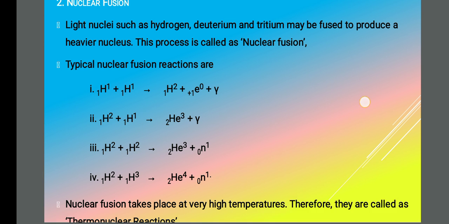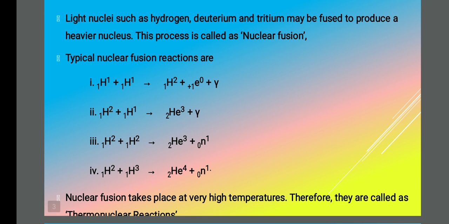Coming to nuclear fusion, it is nothing but lighter nuclei fused together to give you a heavier nucleus, called nuclear fusion reaction. It can happen in any way: by combination of deuterium plus tritium, or two deuterium, or one deuterium plus one hydrogen. So all these reactions we call fusion reactions.